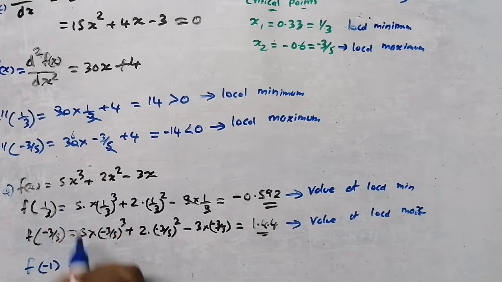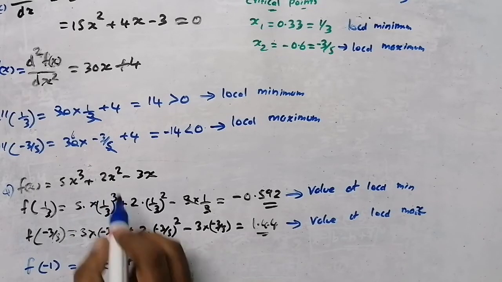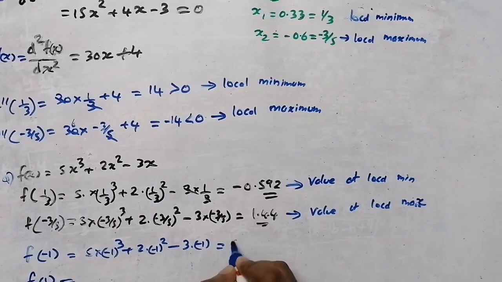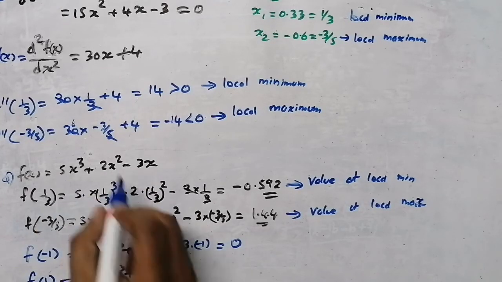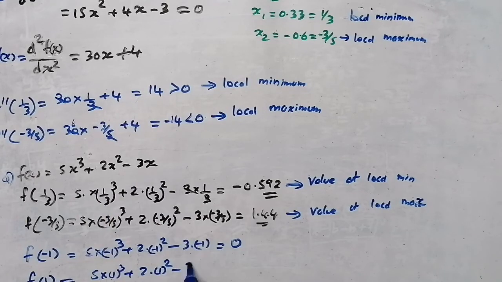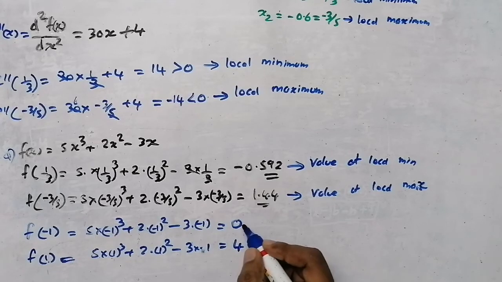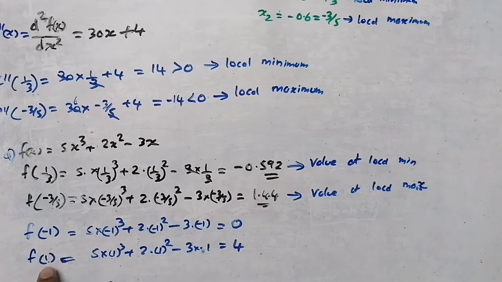So when I put minus 1 in this equation, 5 multiplied by minus 1 the whole cube plus 2 multiplied by x square, that is minus 1 square, minus 3 multiplied by minus 1. What will be the answer I am getting? I will get the answer as 0. Now I need to put 1 in this equation. So 5 multiplied by 1 cube plus 2 multiplied by 1 square minus 3 multiplied by 1. What is the answer I am going to get? It is 5 plus 2, it is 7. 7 minus 3, it is going to be 4. See, I got the values 0 and 4 at minus 1 and 1.